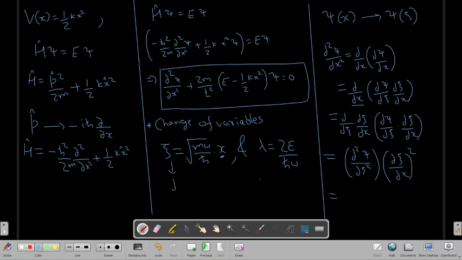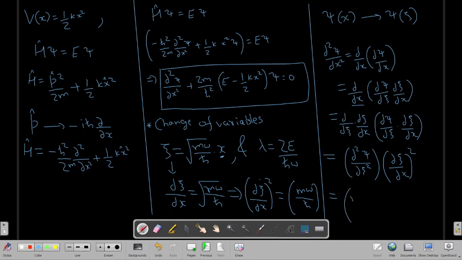From here you can see that d xi by dx is equal to under root of m omega by h cross. So that's one. Then d xi by dx whole square is equal to m omega by h cross. So d square psi by dx square is equal to m omega by h cross into d square psi by d xi square, where psi is now a function of xi, not a function of x, because we have rescaled the variables. So this is the value of d square psi by dx square in terms of this thing. Remember this identity and this change of variables.